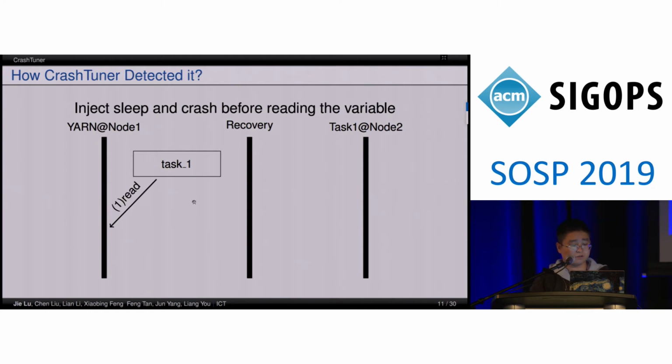Before reading the meta-info variable, CrashTuner injects a sleep, and then crashes node 2 to update the meta-info variable. Then it lets YARN go and read the uninitialized value. So this bug happens.